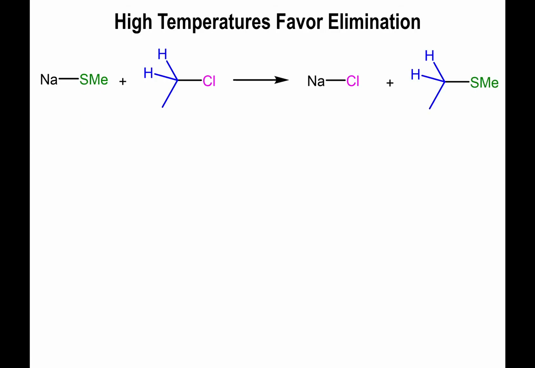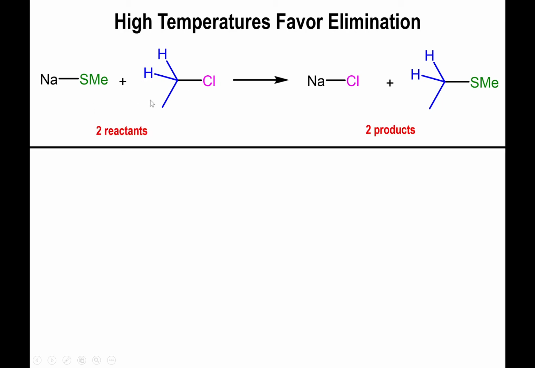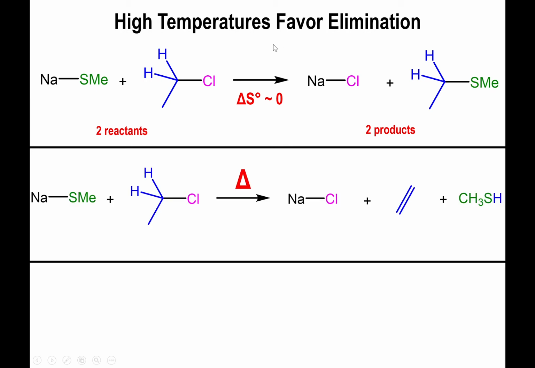Now, if you consider the substitution reaction, you have two reactants and you end up forming two products. Therefore, the entropy of this reaction is relatively constant. It's not really changing all that much because you have the same number of molecules on both sides of the equation. But when you look at an elimination reaction, you start with two reactants, but you end up making three products. And what this means is that the entropy in this reaction is actually greater than zero. You do increase the number of molecules as you go from reactants to products.